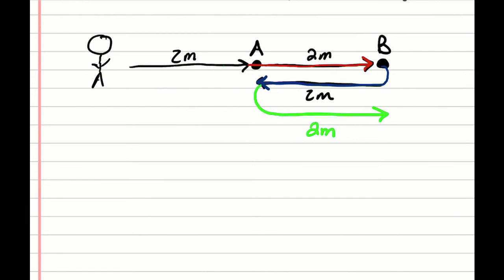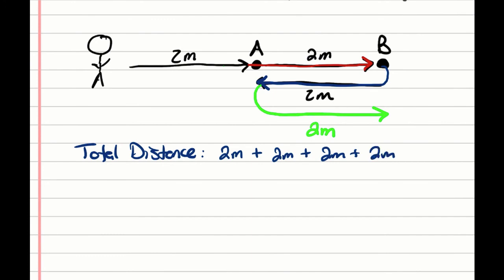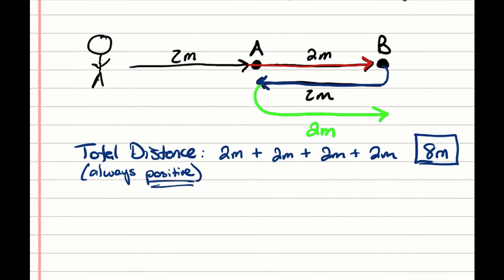All right, if we were talking about the total distance they had traveled, we add up all of the legs of their journey, and that's how far they traveled. So 2 meters plus 2 meters plus 2 meters plus 2 meters is all the legs of their journey, and that's a total of 8 meters. This person traveled 8 meters. Please note that total distance is always positive.